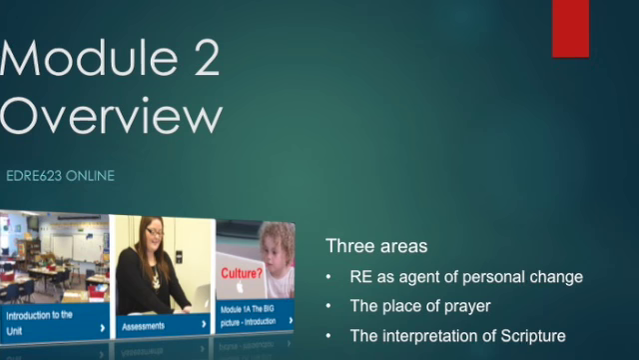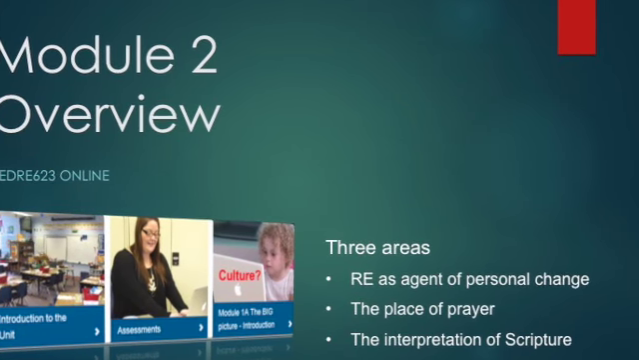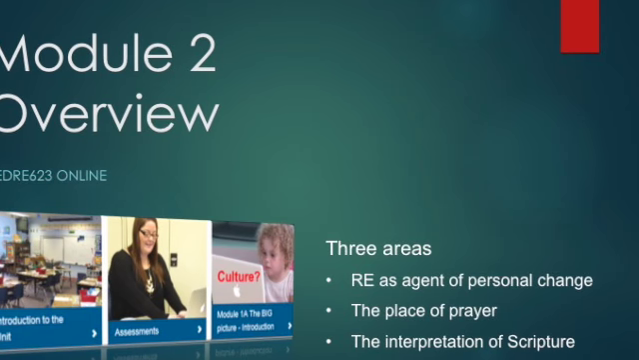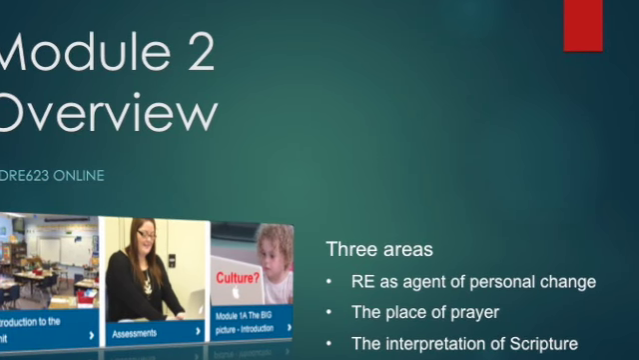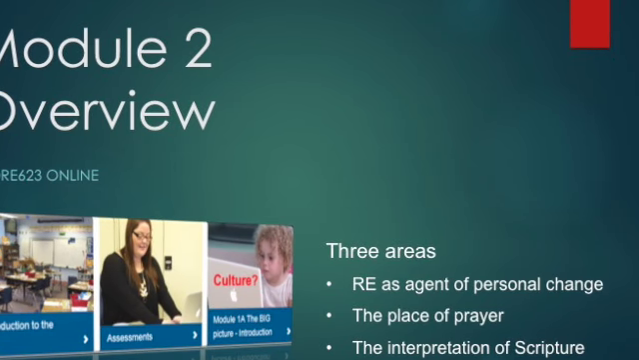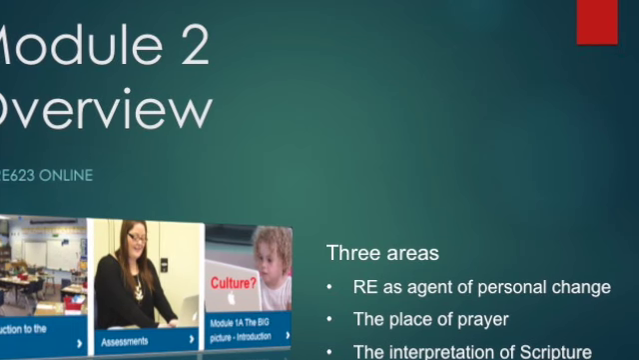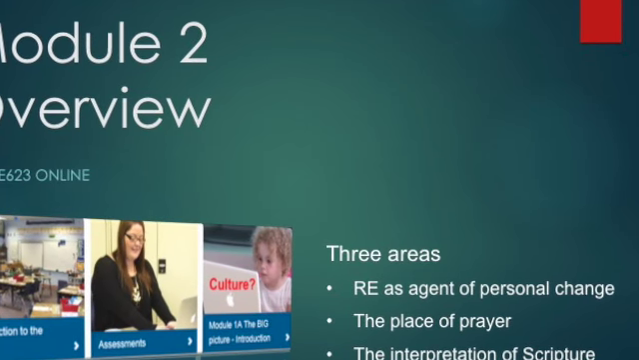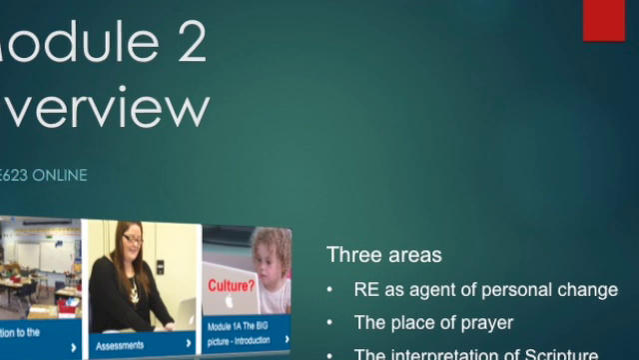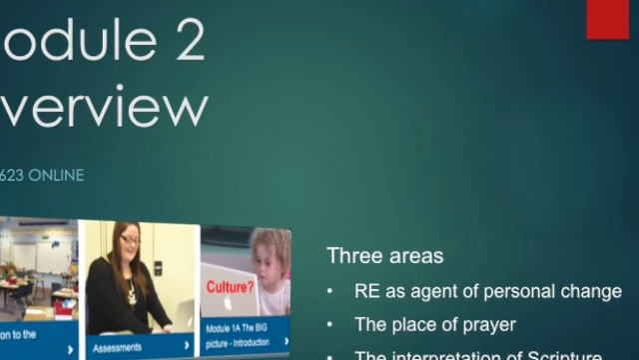As with the modules in this unit, there's 3 topics in this particular module. The first one looks at religious education as an agent of personal change. The second module, module 2b, looks at the place of prayer. And the third module looks at the interpretation of Scripture. And if you've had a chance to have a look at the material, you'll realise that in this module we've drawn very heavily on the work of Professor Graham Rossiter.